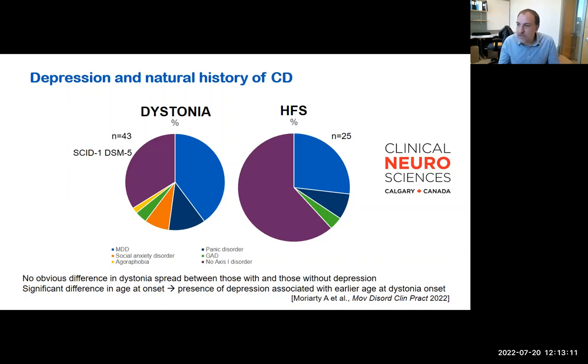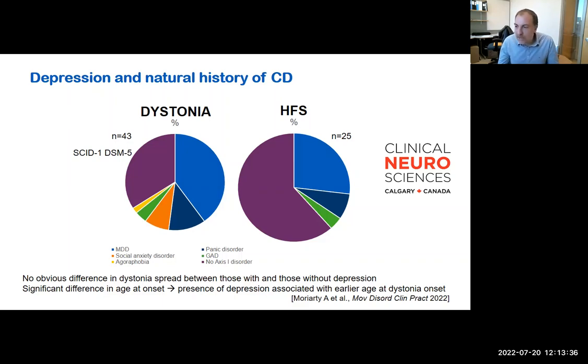In these patients, this psychiatric comorbidity never really exceeds about 30–35%. There does not seem to be any obvious difference in the presentation of dystonia from a motor standpoint between those with and without depression. Particularly, there doesn't seem to be a difference in the way that dystonia spreads from one body side to another.